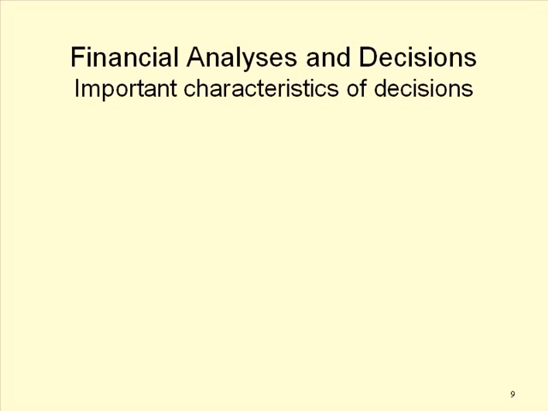Some other important characteristics of these decisions that we're going to need to keep in mind as we move through the course. The decisions typically involve consequences for the firm that last for several years. Now, several years could be anywhere between 3 and 100. So the decisions we're looking at are decisions that have implications for the cash flows of the firm for some period of time between 3 and, let's say, 100 years.